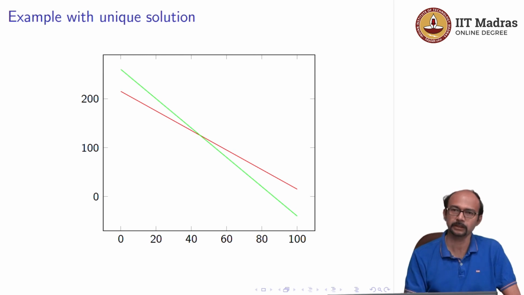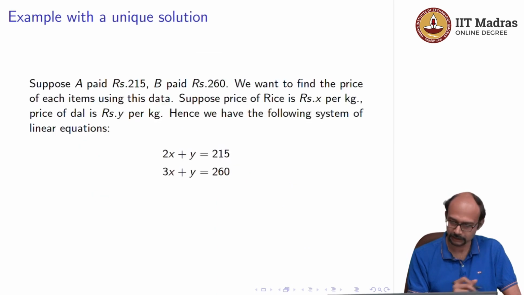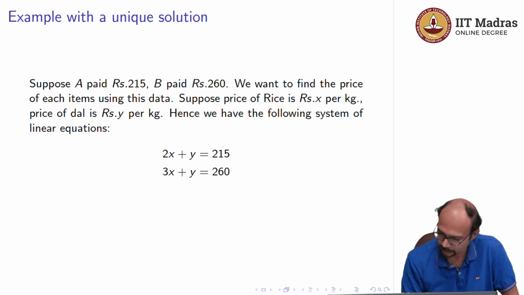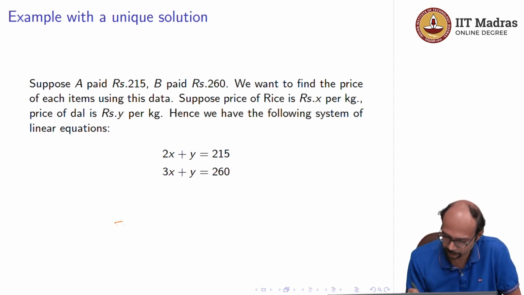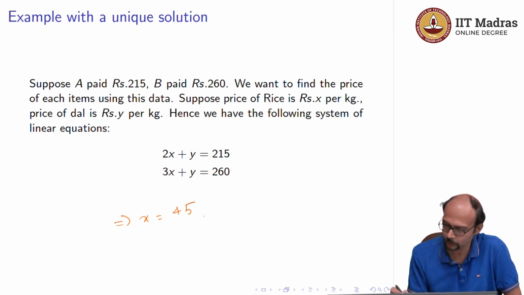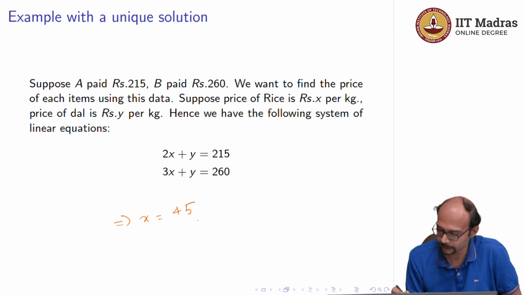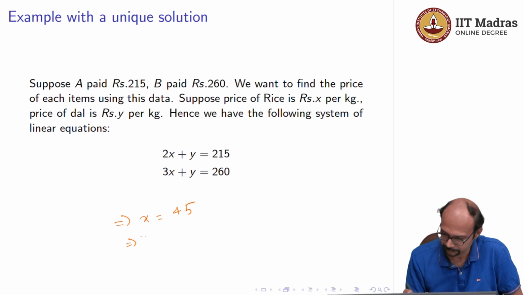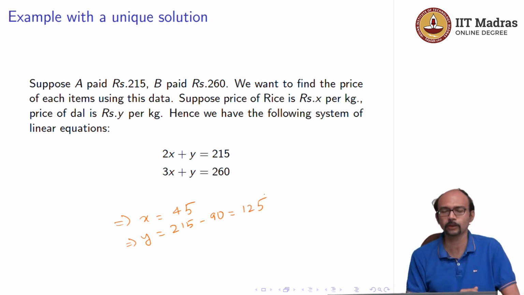The point here is you have two lines: 2x plus y is 215 and 3x plus y is 260. So it's clear from here that x is 45, and once we know that x is 45, we can compute that y is 215 minus 90. So that's 125.